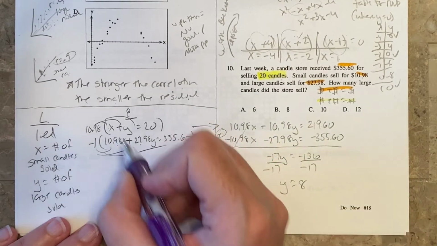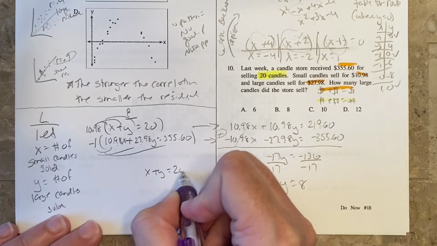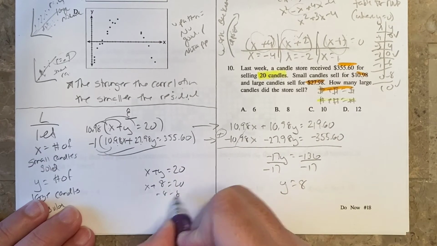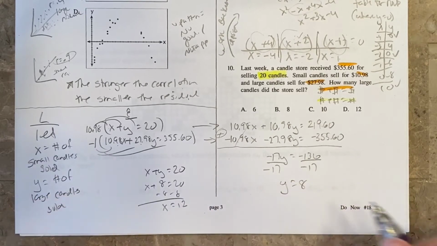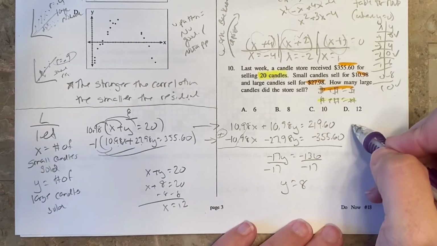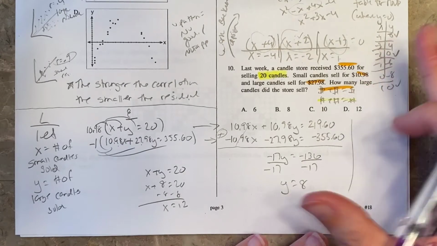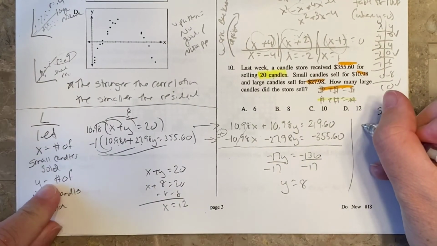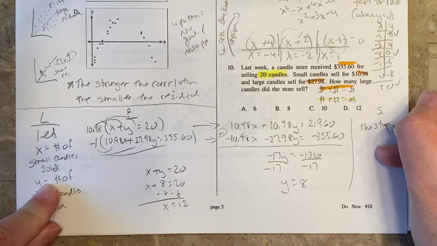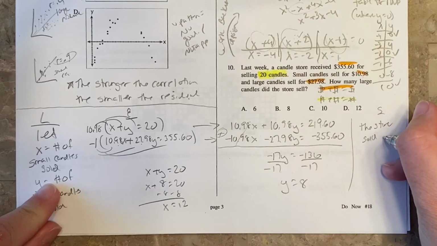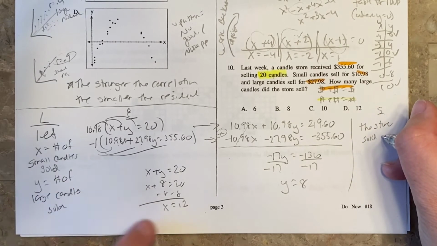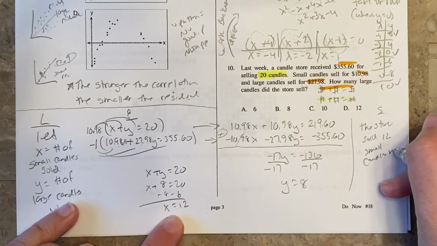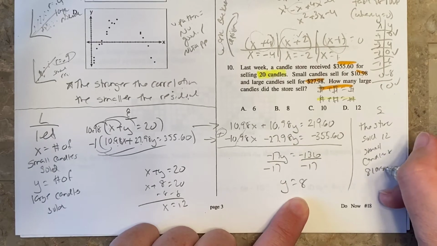So I'm going to use my top equation just because it's easier. Plug in 8 for y, and then solve. And you get x equals 12. And you've been noticing these kind of questions come up a lot. The Regents people love these type of questions. It usually has to do with tickets. So, all right, solution. So x was, so the store sold 12 small candles and 8 large candles.